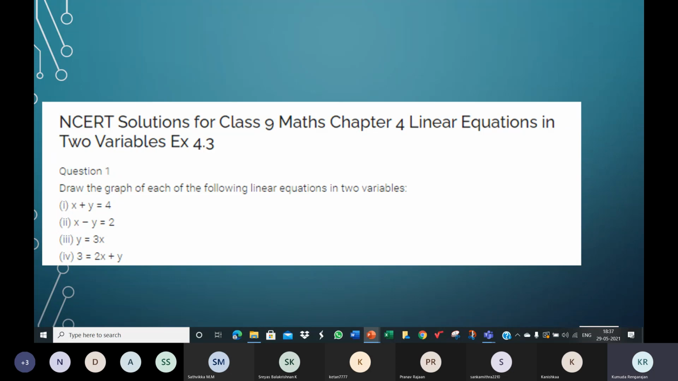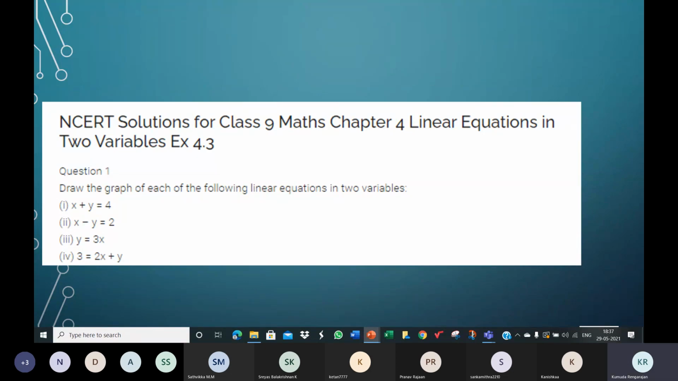And the last one, I don't know what you have written. Suppose you wrote 5x plus y is equal to 0. You can see that we have the x and y terms, but the constant is 0. The graph of such an equation will pass through the origin. So when you have x and y, but c is 0, it will pass through the origin.